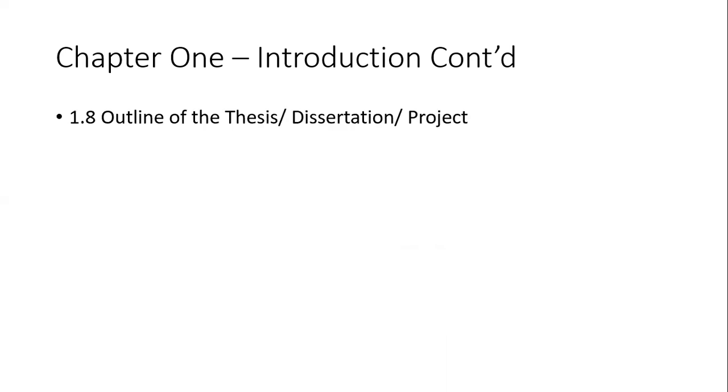Okay, so the outline of the thesis tells what each chapter is all about. So chapter 1 is on this, chapter 2 is on this. Well, in some institutions, since that's already in chapter 1, you just go on to tell what is in chapter 2, chapter 3, chapter 4. While for some others, you include chapter 1 to the last chapter.